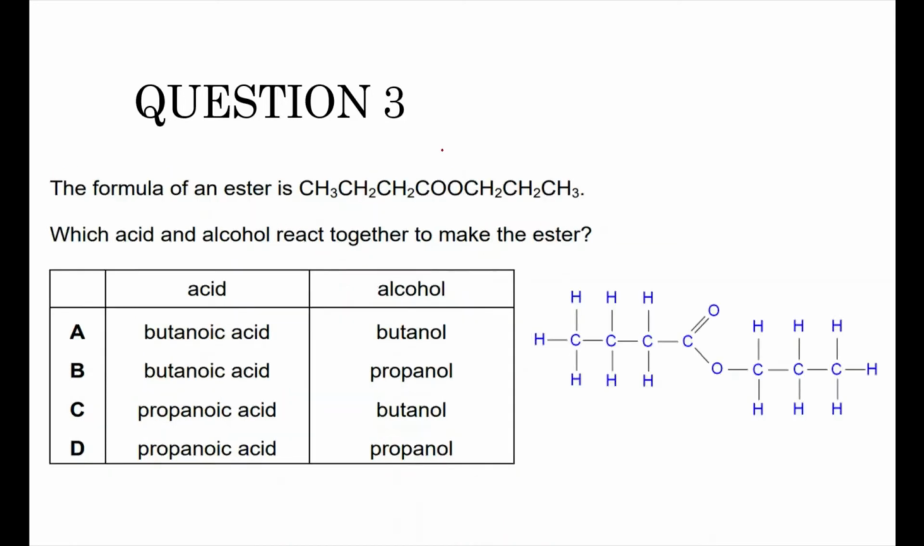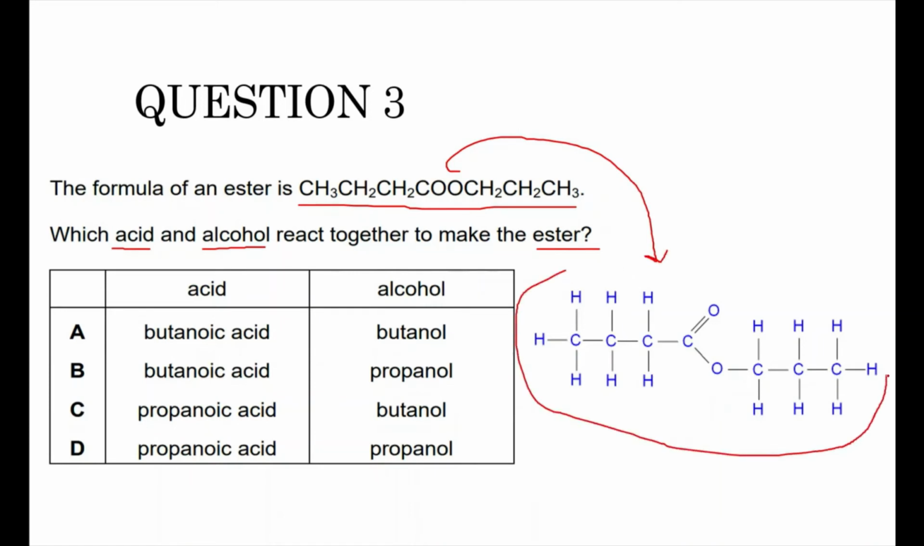So here is question number 3. The formula of an ester is this. It's a very long formula in fact. Which acid and alcohol react together to make the ester? Now, an ester is made from an acid and an alcohol as stated in the question. First of all, you have to convert this whole formula into the structural formula. This is the structural formula where the branches are shown, and with the formula given in the question, this one is opened, right?